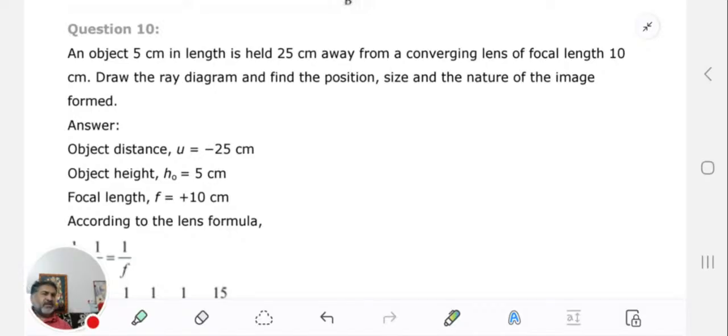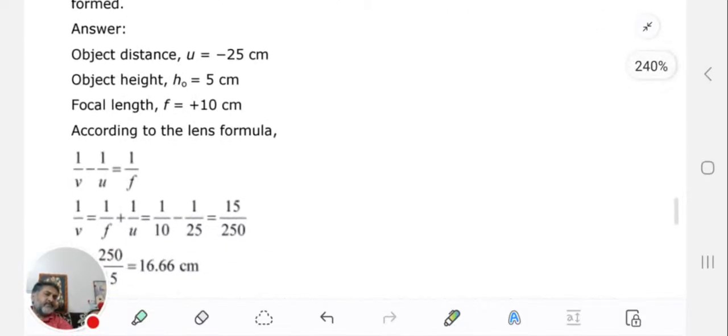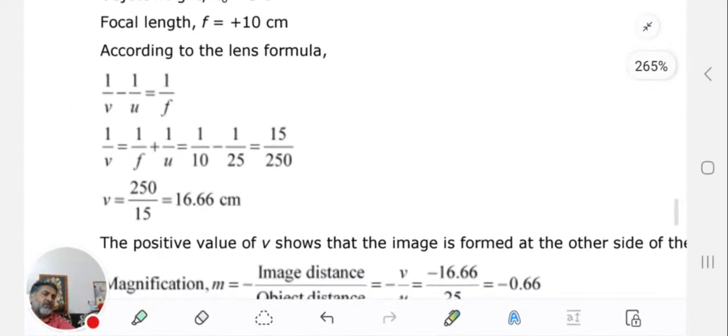દાખલામાં ધ્યાન આપો. એનો ઓબ્જેક્ટ છે 5 સેન્ટીમીટરનો, 25 સેન્ટીમીટર દૂર ગોઠવ્યો છે. ફોકલ લેન્થ 10 છે. Draw the ray diagram and find the position, size and the nature of the image. તો આપણને કઈ કઈ વસ્તુ આપી છે જુઓ. એક તો ઓબ્જેક્ટ ડિસ્ટન્સ u આપ્યો છે. કેટલો આપ્યો છે? -25 સેન્ટીમીટર. ચલો, ઓબ્જેક્ટ હાઇટ કેટલી છે? h0 = 5 સેન્ટીમીટર. ફોકલ લેન્થ કેટલી આપી છે? +10 સેન્ટીમીટર. ચલો, according to lens formula 1/v - 1/u = 1/f.